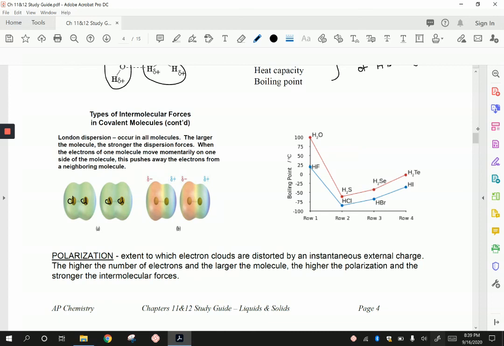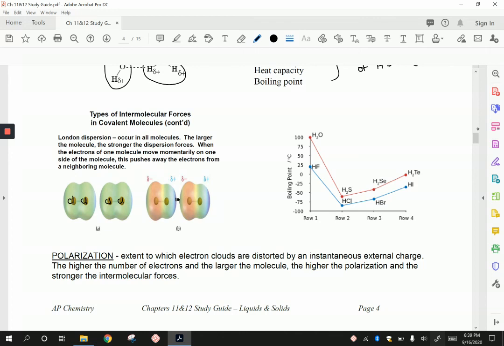What that does then, it causes the neighboring molecule to do the same thing. Because this is partially positive now, it's going to attract the electrons that are in this molecule to go this way. And so now the neighboring molecule also has an induced, very slight partial negative and a partial positive. And so now that this is partially positive and this is partially negative, there's an attraction right here between those two molecules.